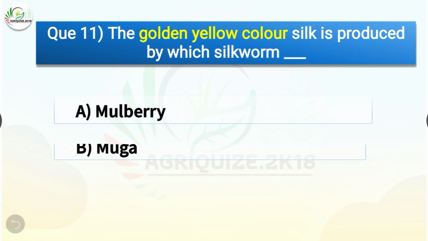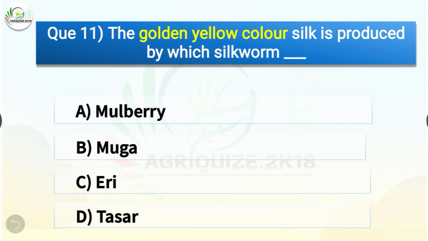Question number 11. The golden yellow color silk is produced by which silkworm?